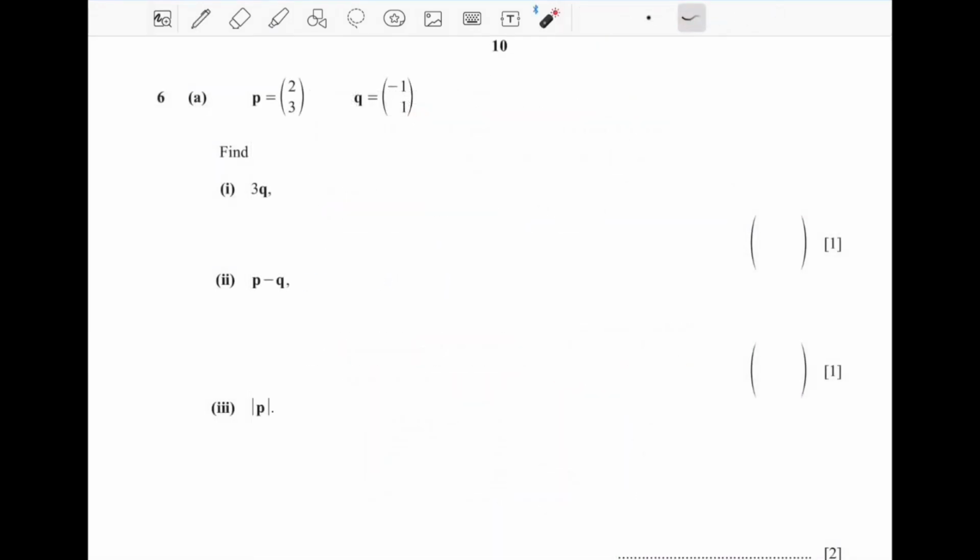Alright, so this is rather straightforward. Vector P, vector Q. So 3Q, just times 3 to vector Q. Negative 3 and 3. Nothing to be discussed, right? P minus Q. 2 plus 1, so we have 3. 3 minus 1, so 3, 2.